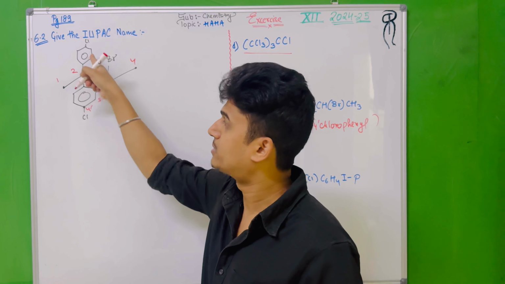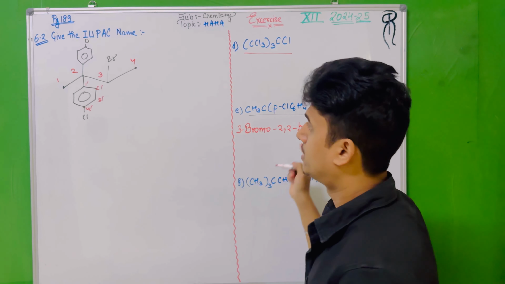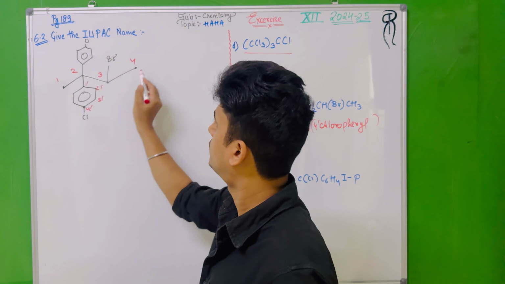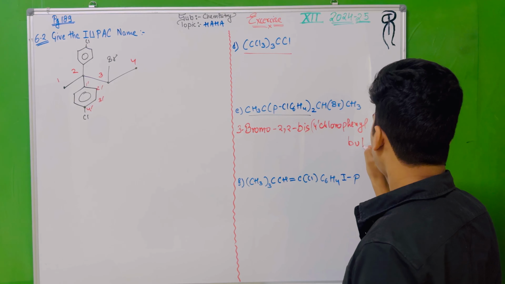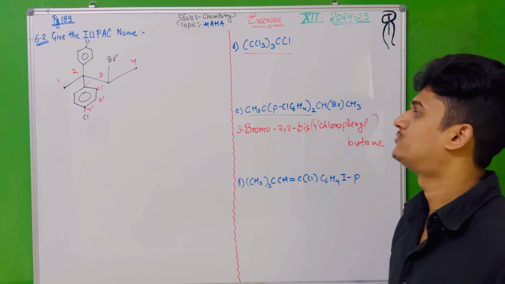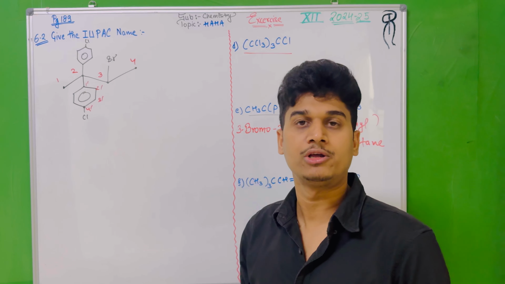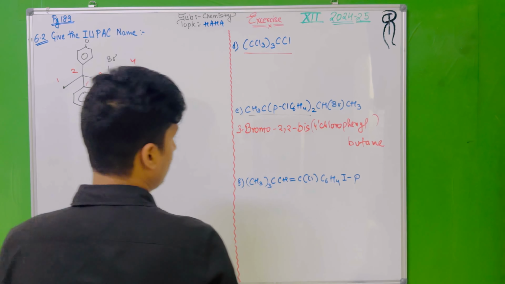So both of these groups I have named together using the word bis. Now go to your main chain. 1, 2, 3, 4 butane. So this is the name of this compound. I hope it is very clear to everyone. Yes. So let's move to the last one.